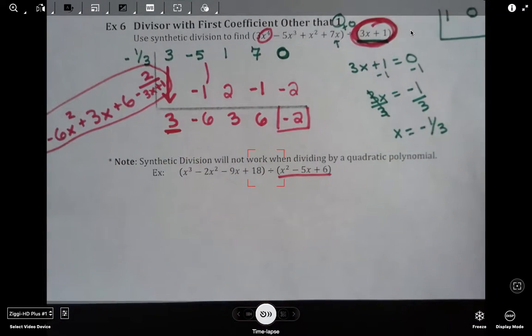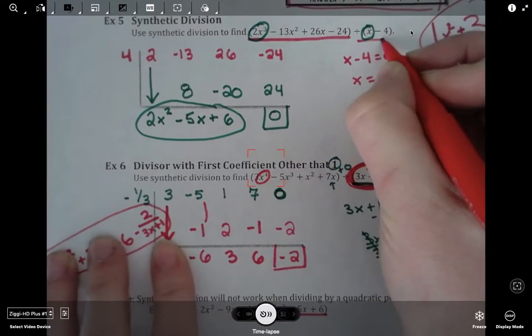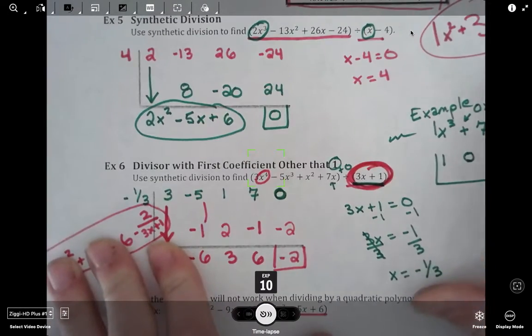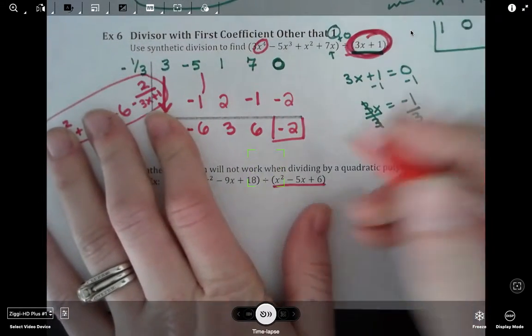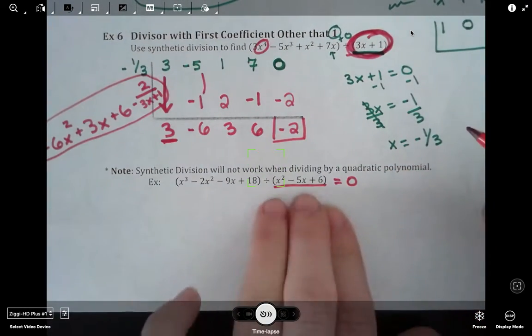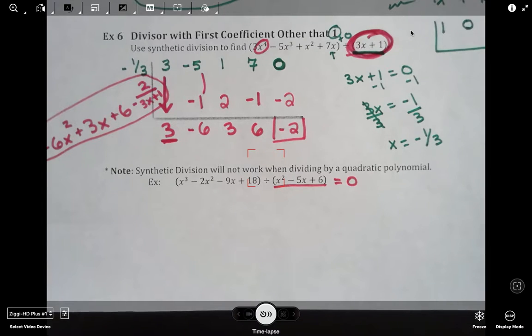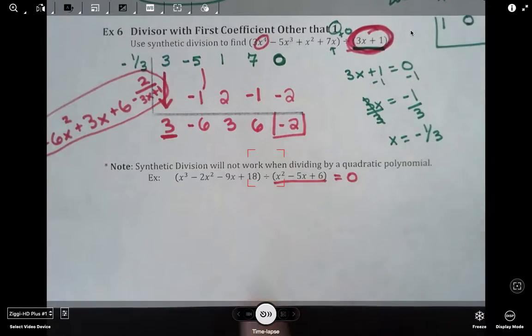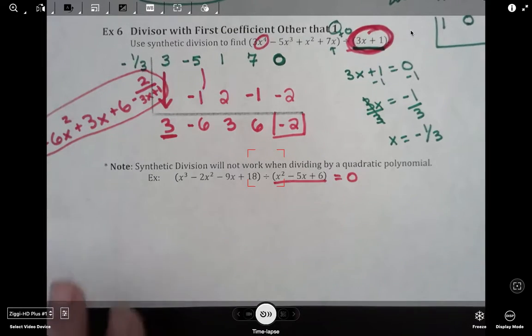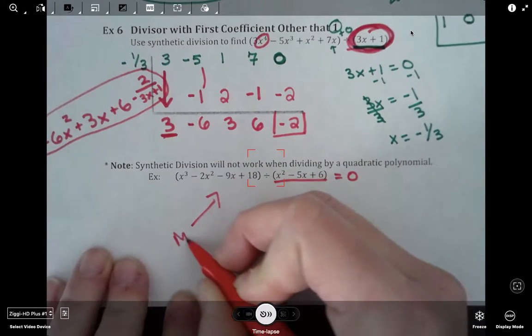The very first thing you do when you're doing synthetic division is you take this piece and you set it equal to 0, right? Well, if I set this equal to 0, how do I solve for x? You can't, right? So when it's x to the 2nd power that you're dividing by, you can't use synthetic division. Problem. Okay? So on these you must use long division.